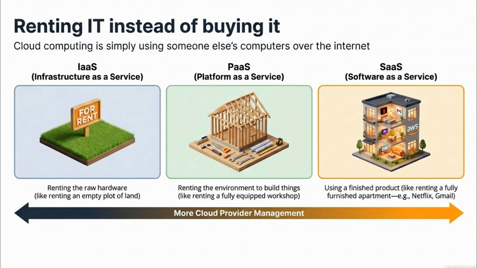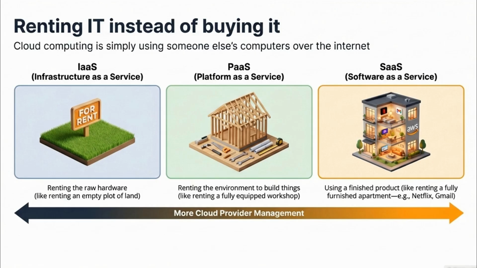IaaS, that is infrastructure as a service, is like renting the raw hardware. Next is PaaS, that is platform as a service. It is like renting the environment to build things, just like renting a fully equipped workshop, as you can see in the image. Likewise, PaaS works. PaaS gives you the tools to build without worrying about the underlying systems.